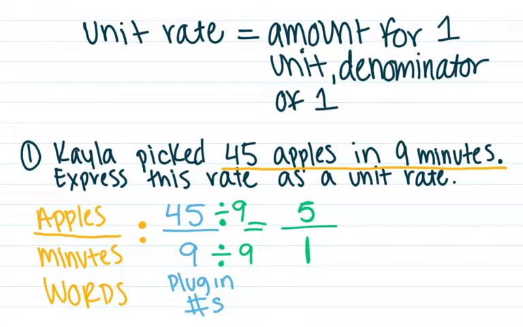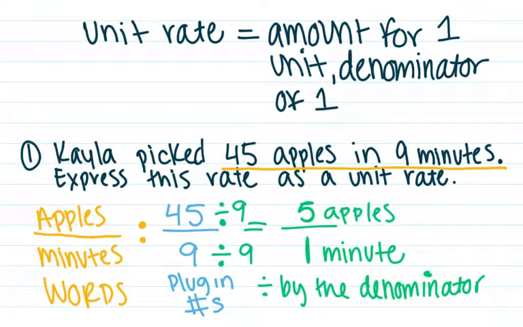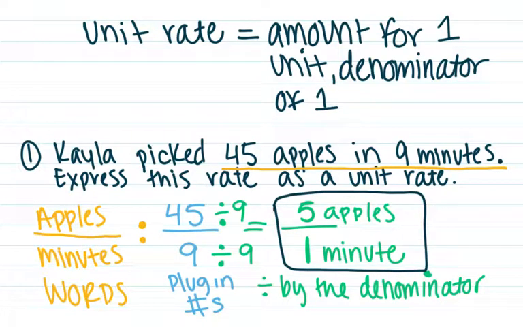So what this tells me is the unit rate. It tells me that Kayla can pick 5 apples in 1 minute. So what I did is I divided by the denominator, and when I do that, it gives me my unit rate. And so this right here, this is my final answer. This is my unit rate. It tells me how many apples she can pick in 1 minute. So she can pick 5 apples in 1 minute. That is my unit rate.